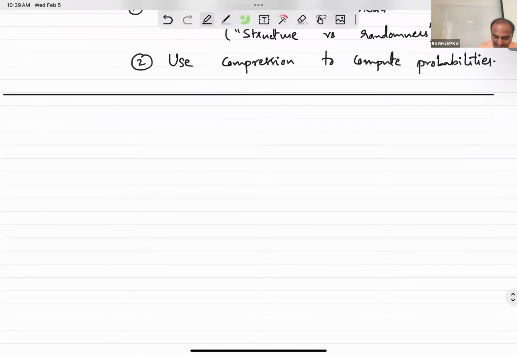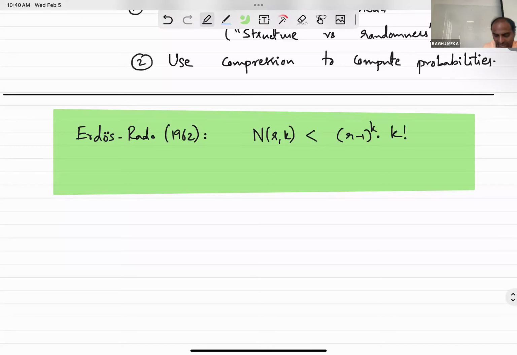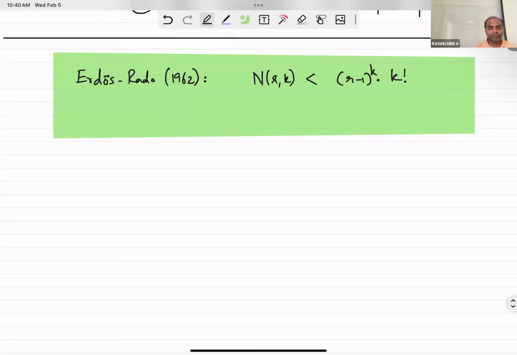Okay, so let's revisit that argument. Erdős and Rado in 1962. Or in other words, if I have a family with size at least r minus 1 to the k times k factorial, then we get a sunflower. Okay.